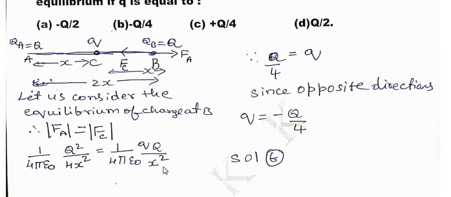What is being left over? Q by 4 will be equal to q. That is what is being left over. Since you have the forces in opposite directions, you should say q should be negative. Then only the force can be in this direction. Therefore, q is minus Q by 4. So among the given choices, it is minus Q by 4, choice B. Solution should be of choice B.